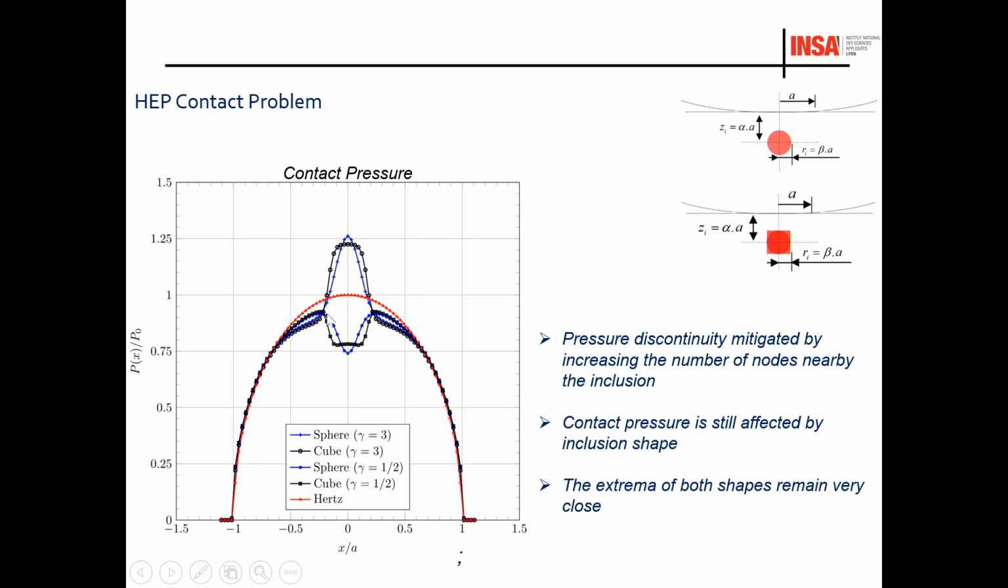The top blue curve corresponds to a stiff spherical inclusion, and the bottom blue curve corresponds to a soft spherical inclusion, and the top black curve corresponds to a stiff cube, and the bottom black curve corresponds to a soft cubic inclusion.